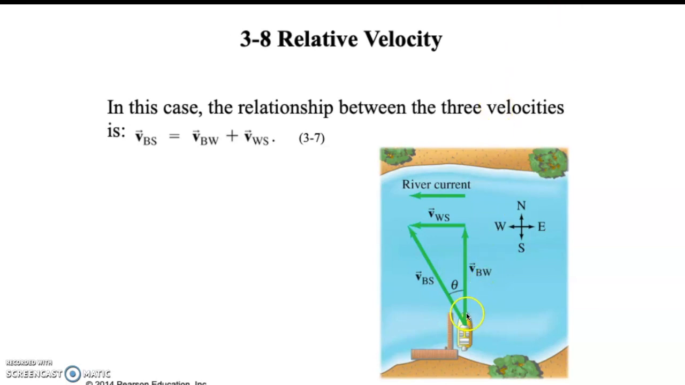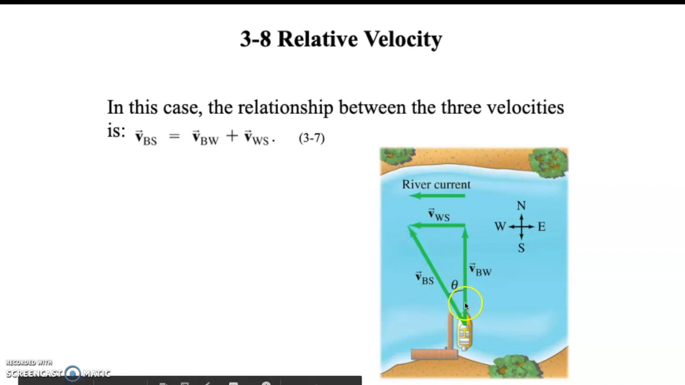You have the velocity of the boat in the water. It's a straight line velocity. You have the velocity of the water in relation to the shore, so that's kind of like the current, right? And then this is what the boat does in relation to the shore. So this is what somebody standing on the shore sees the boat doing.